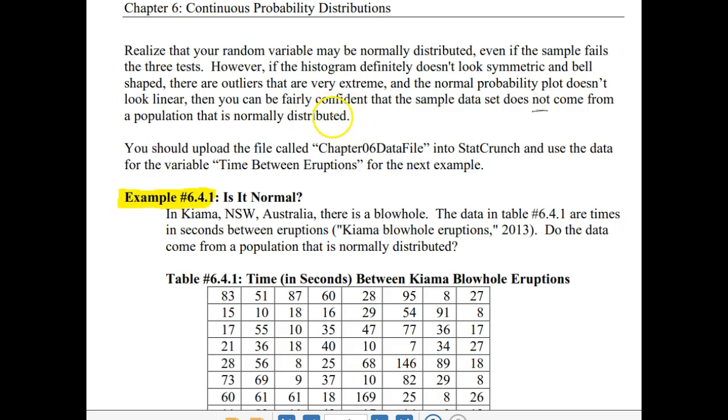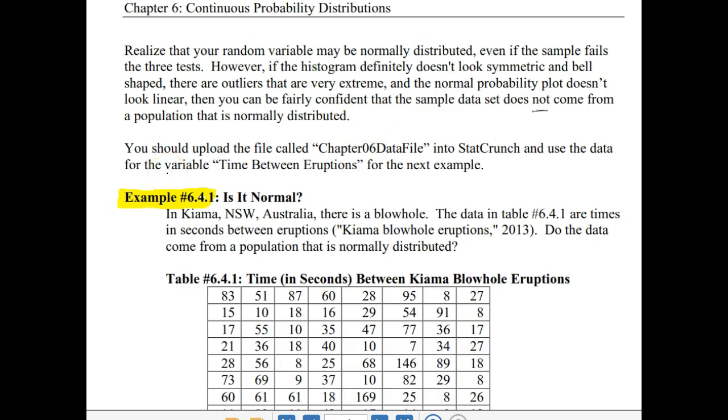And again, we're saying fairly confident. We're not making a fact statement because, again, here we are making inferences. So they are just educated guesses. We're not just stating facts anymore. We're taking the sample data and we're trying to make a reasonable conclusion about the population.